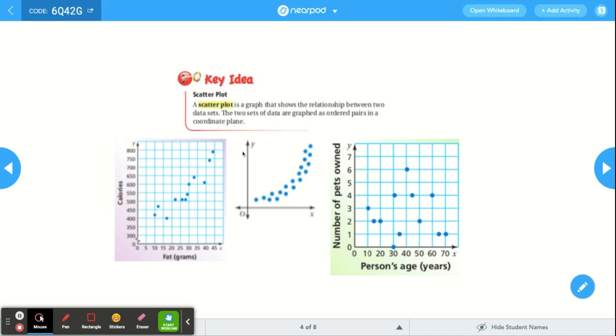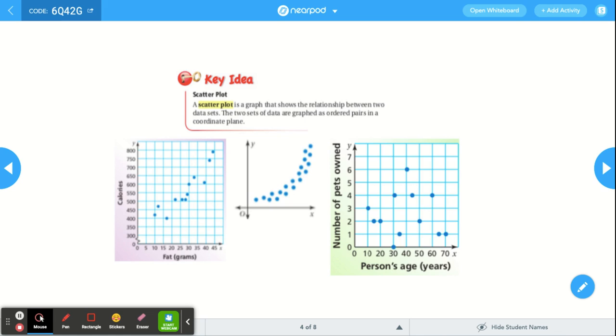In the middle, we really don't have any information about what's being compared here because there's no x-axis title and no y-axis title. But in the last scatter plot, you can see that they're comparing a person's age, which is some number that you can collect, with the number of pets that is owned by those people.